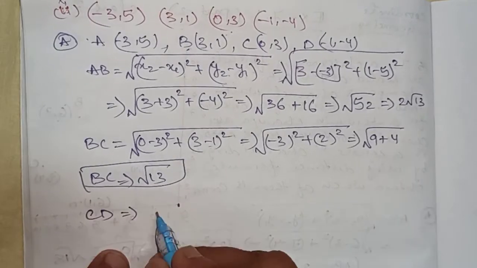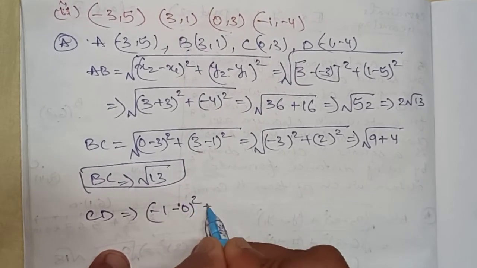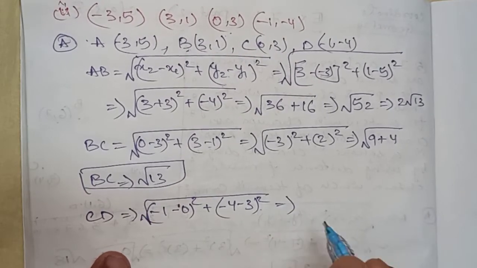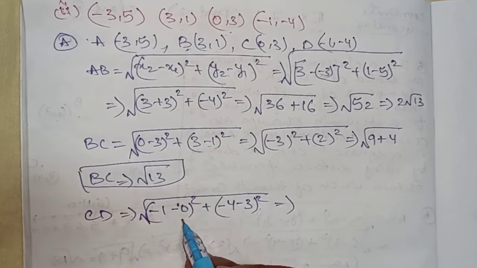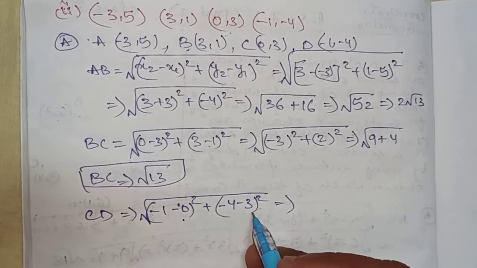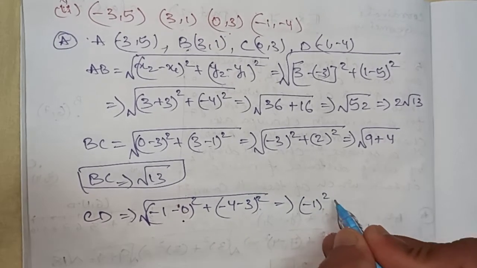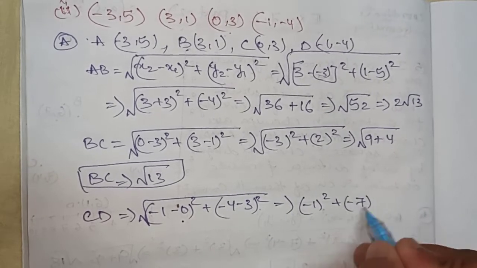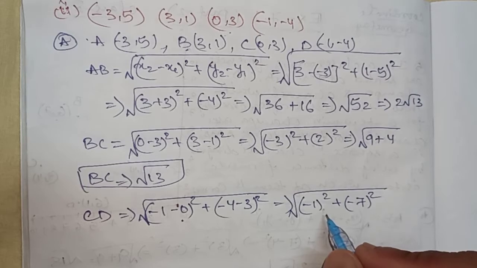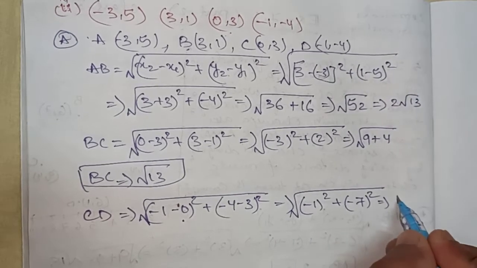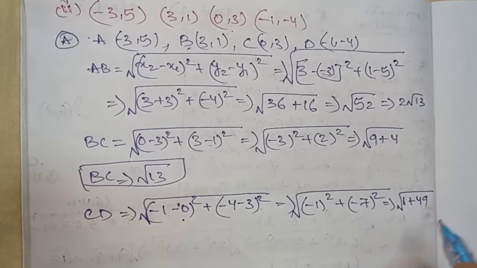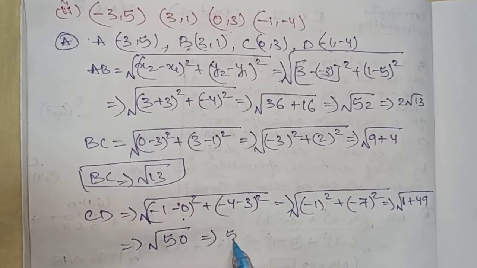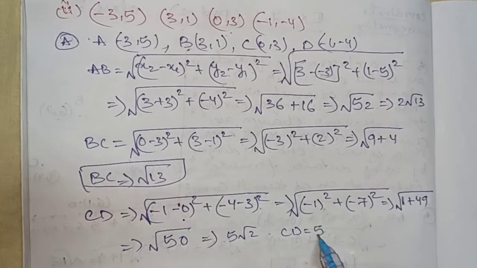Now CD. Root of minus 1 minus 0 whole square plus minus 4 minus 3 whole square. Minus minus plus, minus 1 square plus minus 7 whole square root. Okay. So 1 square is 1 plus 7 7s are 49. Root over 49. So 1 plus 49 is 50. Square root 50, 5 root 2. So the value of CD is 5 root 2.